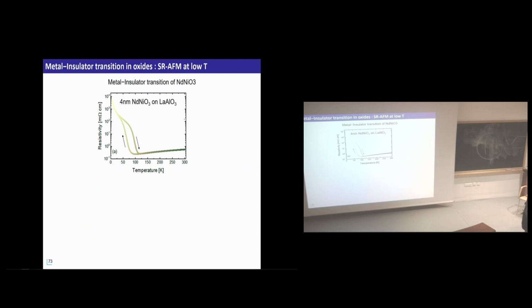Another example: this is a metal insulator transition in a nickelate, and of course, you want to know what's going on there.